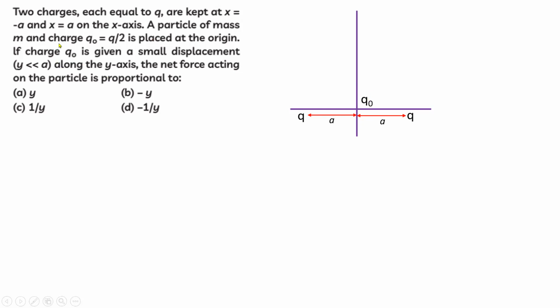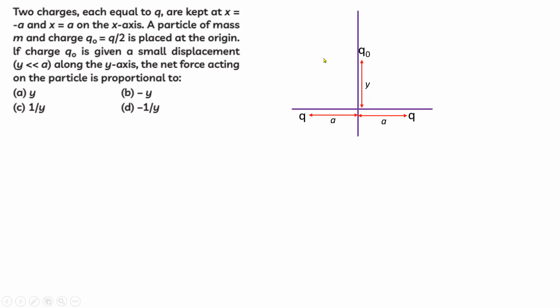Then this charge q naught is given a small displacement y along the y-axis. So this q naught has been taken upwards. When it changes position, it is at a distance of y from the origin. Now the question is, what will be the net force acting on the particle? So exactly how to do this?